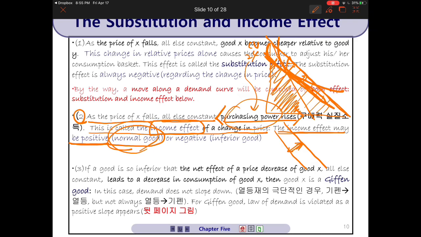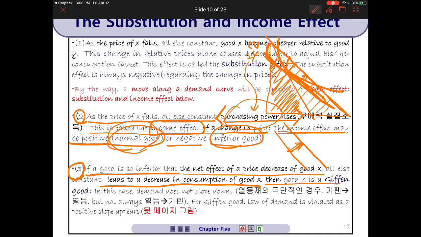and good X is categorized as a normal good. And it could be otherwise. In some cases, your consumption could decrease. Then we call this an inferior good, right? And third, the extreme case of an inferior good: if a good is so inferior that the net effect of a price decrease of good X leads to a decrease in the consumption of good X finally, then good X is categorized, we call it a Giffen good.